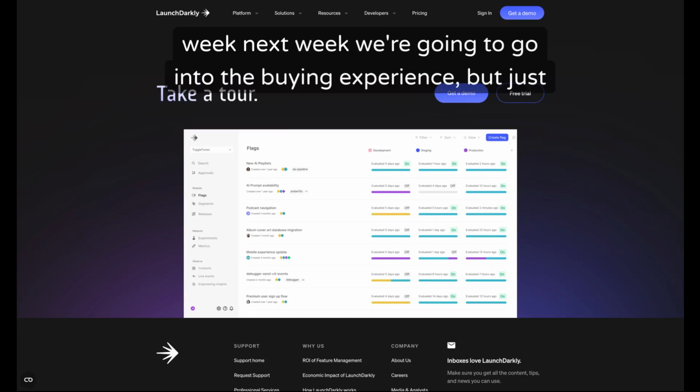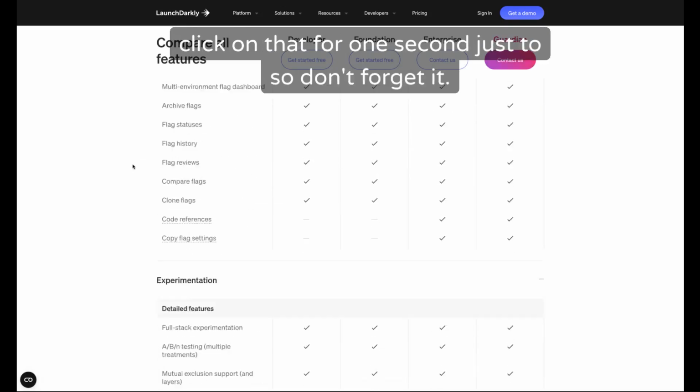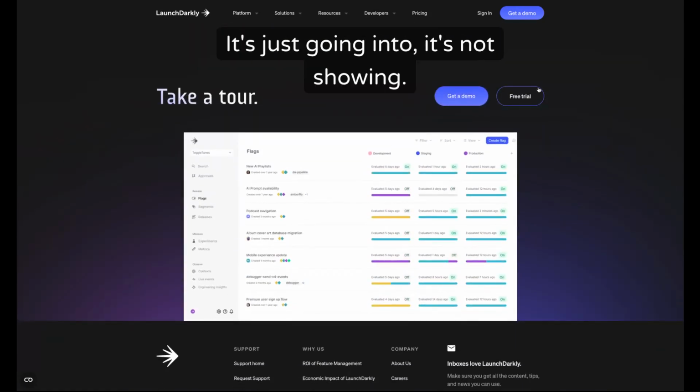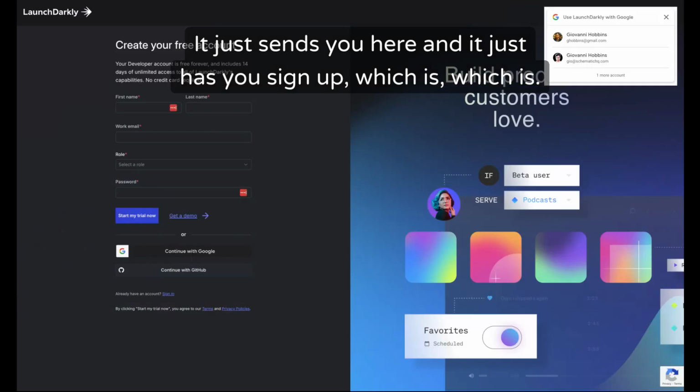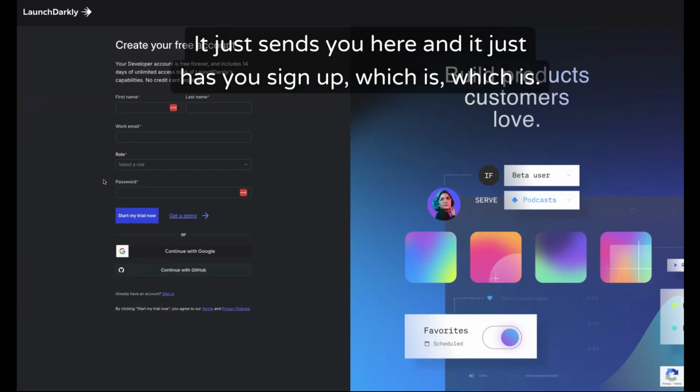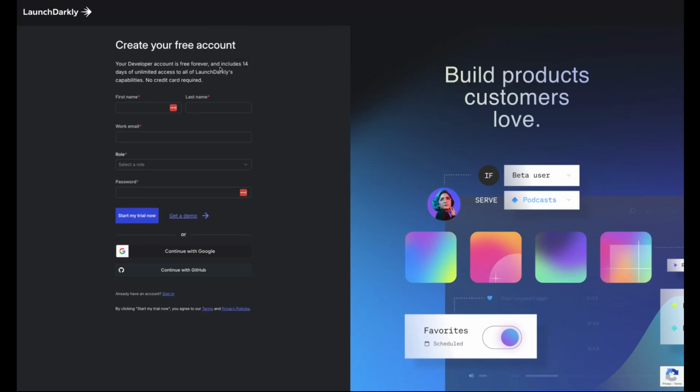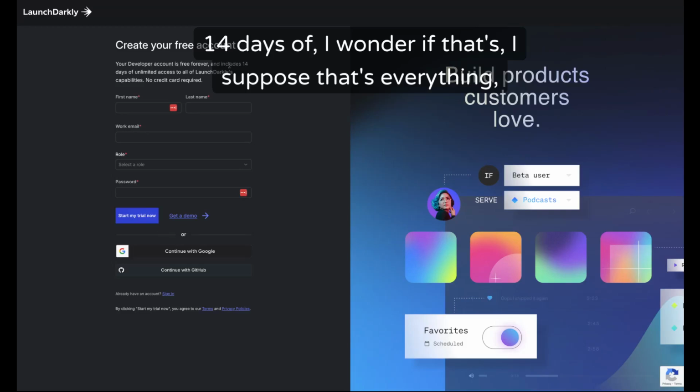Well, just next week we're going to go into the buying experience, but just click on that for a second, just so we don't forget it. Yeah, I went in. It's not showing. Okay, it just sends you here, and it just has you sign up. You schedule it. It's a reverse trial, right? 14 days of unlimited access. There you go.